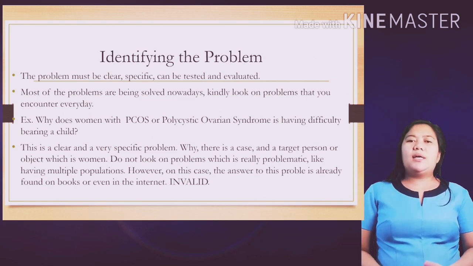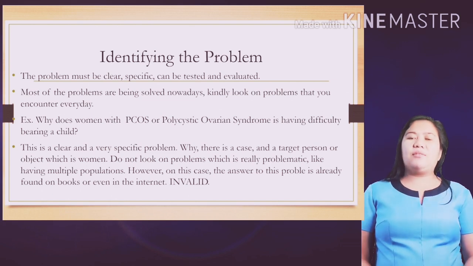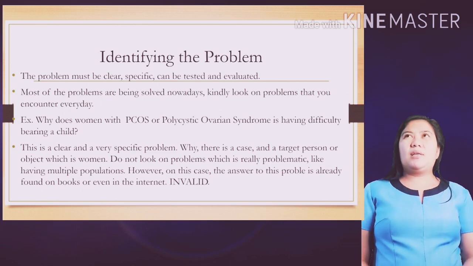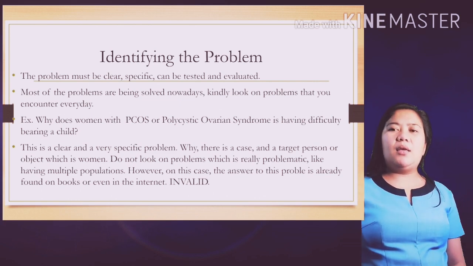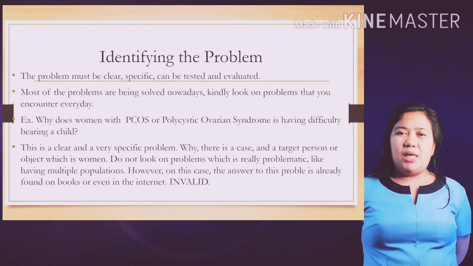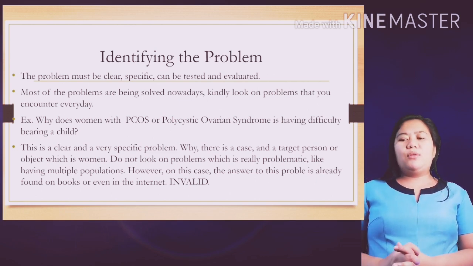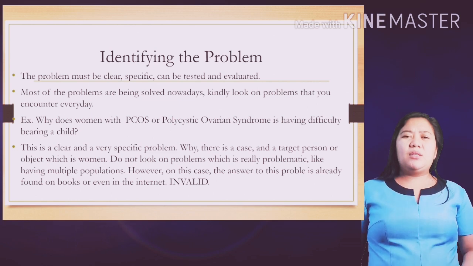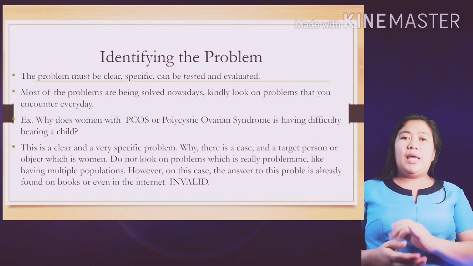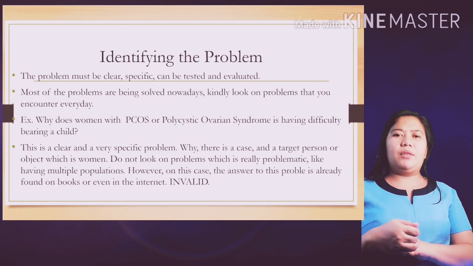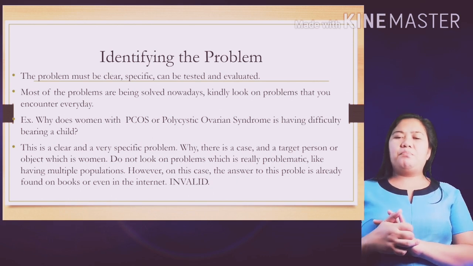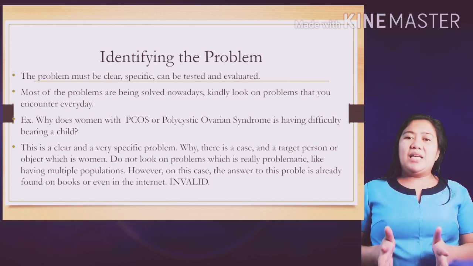So for example, why do women with PCOS, or polycystic ovarian syndrome, just like me, I actually have PCOS, have difficulty bearing a child? The question is very clear because you have a target, which is women, although you could restrict or limit the type of subject that you will have in your problem. You could limit it by age. Let's say you're only focusing on 25 to 30 years old. What are the effects of having PCOS with that particular age limit?